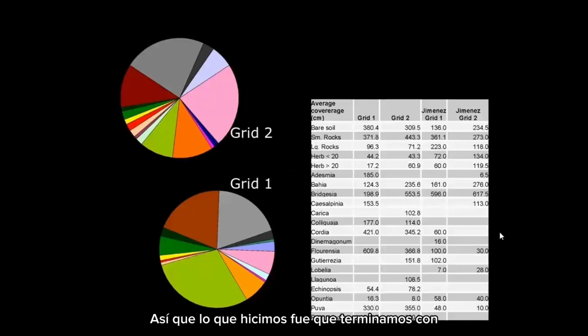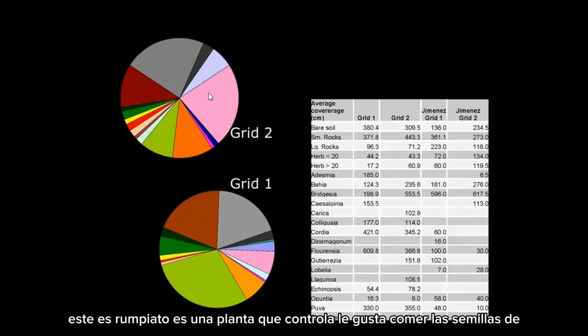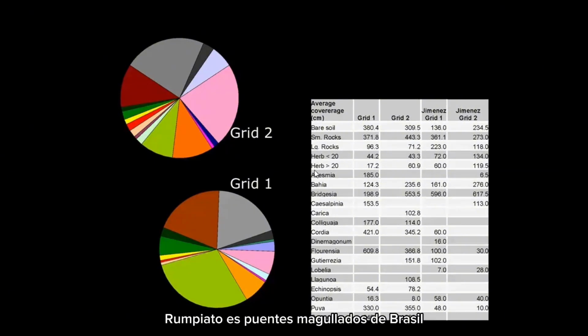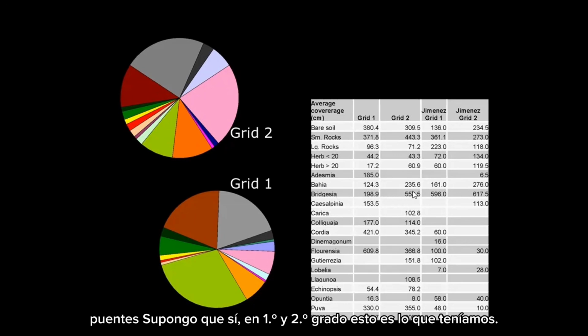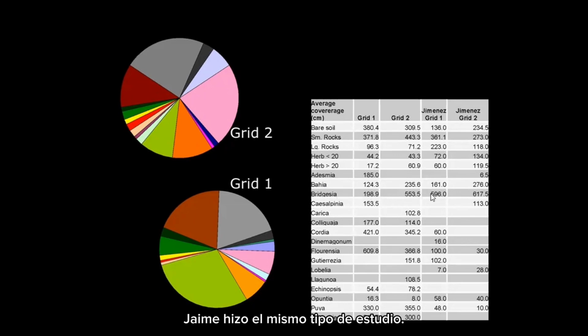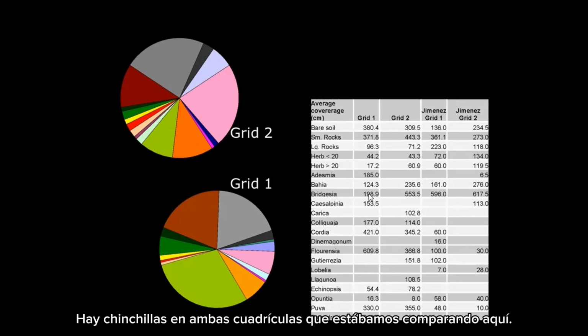So what we ended up with, you'll see here, is grid 1 and grid 2. This is rumpiato. It's a plant that the chinchillas like to eat the seeds of. We have these different amounts of vegetation and plants. Rumpiato is Bridgesia, I guess. In grid 1 and grid 2, this is how much we had. Jaime did the same type of study, with the exact same methods, and in his grids he had a comparable amount. There are chinchillas in both of the grids we're comparing here. It didn't have very much, but we think this plant's important.